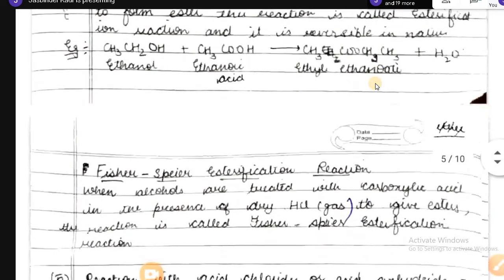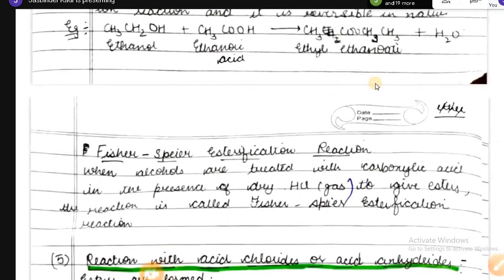In this, if instead of acid we take dry HCl gas, then it is the Fischer-Speier esterification reaction. It's important. It can be asked in naming reactions. What is esterification reaction, or what is Fischer-Speier esterification reaction? In the second reaction, we use specially dry HCl gas. In the earlier one, we use acid, and it is generally H2SO4, sulfuric acid.